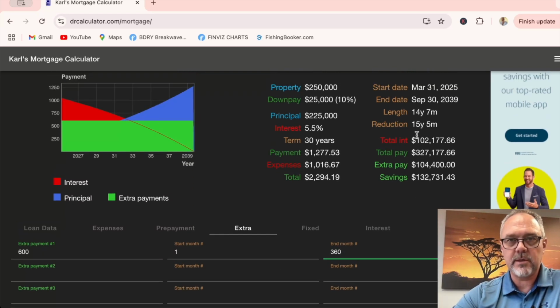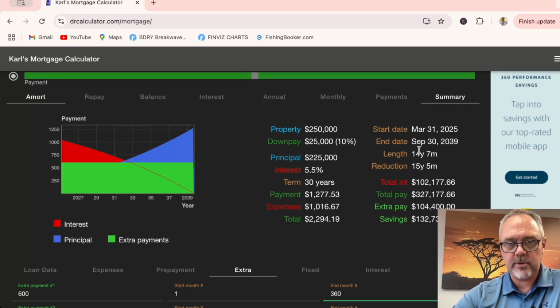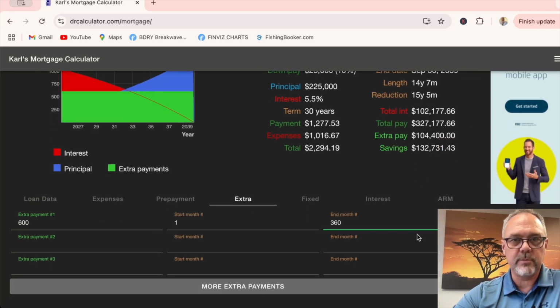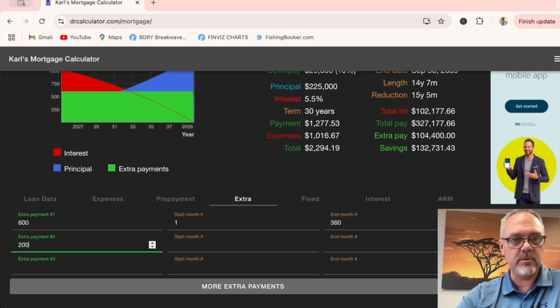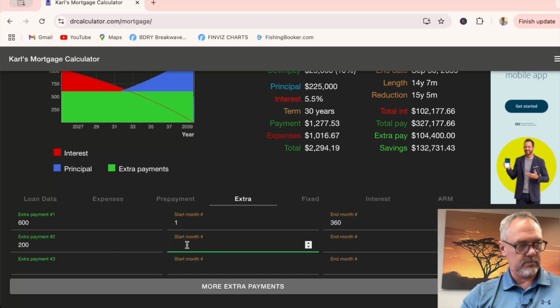It's still going to give you the same terms and everything, as you can see here, but I want to show you something even cooler. So let's say you get a raise 5 years after you've been in the house, and the raise is $200 a month. So you're not going to use that $200 a month 2 years after you've been in the house.